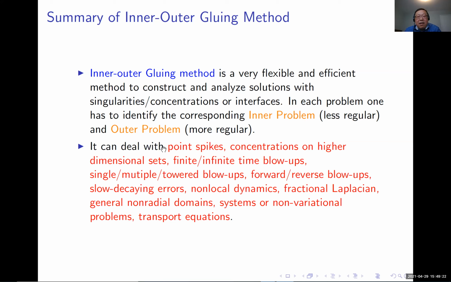Okay. And we have discussed that with this inner-outer gluing method, you can deal with spikes, which we did in the first lecture, and then concentration on minimal surfaces that we did in the second lecture. And then the parabolic gluing, finite and infinite blowup, multiple and tower blowups, forward and reverse blowup. You can also use this inner-outer gluing to deal with the slow decay kernel. Like in the parabolic problem, our kernel is not even L2. There's no L2 theory. So we deal with the slow decay kernel, non-local ODE, non-local dynamics, fractional problems and general domains. We don't need any radial symmetry for any of this. And reaction diffusion systems, even non-variational problems.